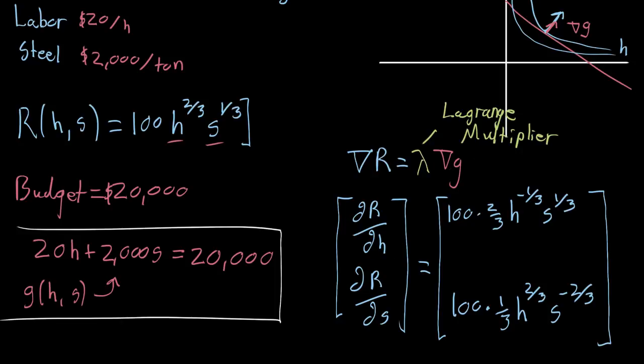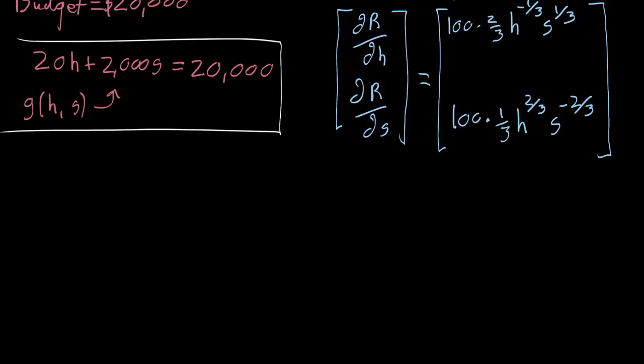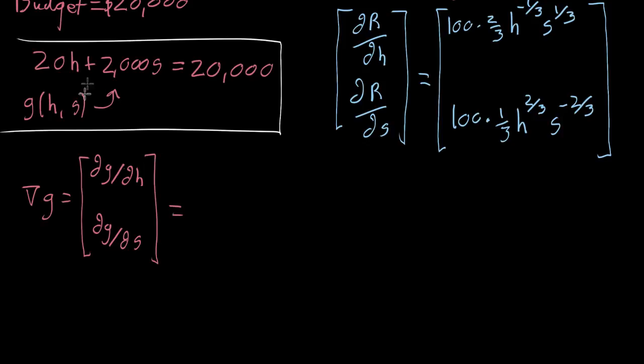And now we need the gradient of g. And that one's a lot easier, actually, because g is just a linear function. So when we take the gradient of g, which is its partial derivative with respect to h and its partial derivative with respect to s, well, the partial with respect to h is just 20. The function looks like 20 times h plus something that's a constant. So that ends up being 20. And then the partial with respect to s, likewise, it's just 2000, because it's just some constant multiplied by s plus a bunch of other stuff that looks like constants.